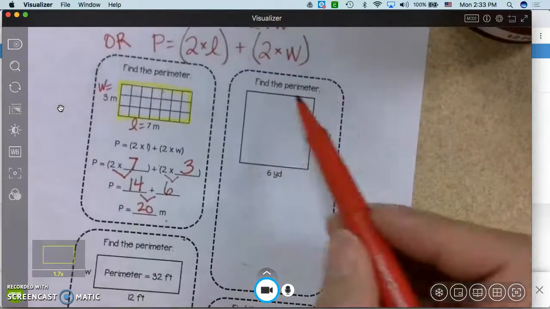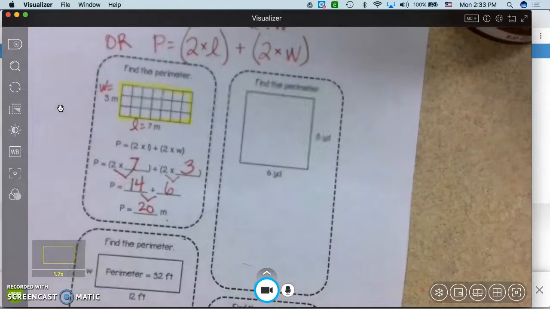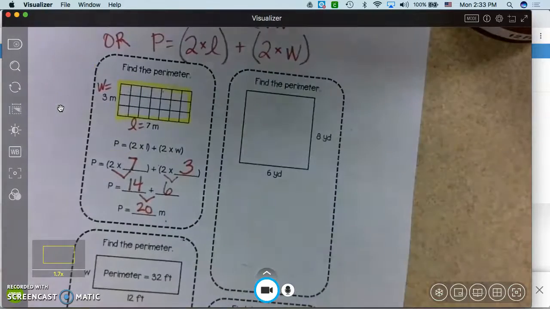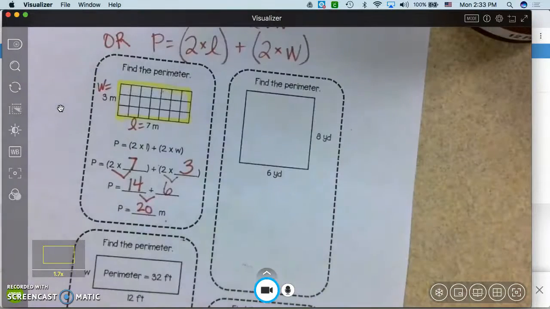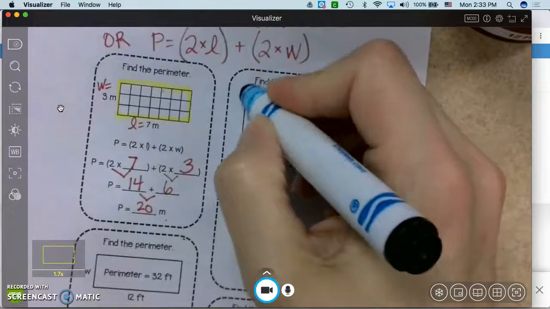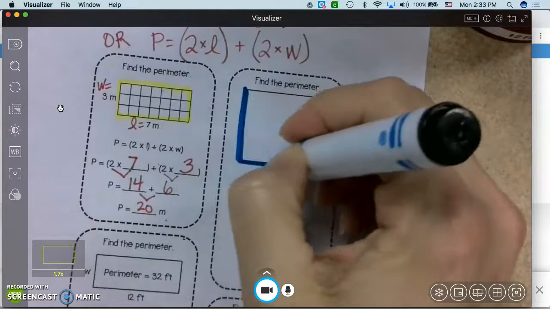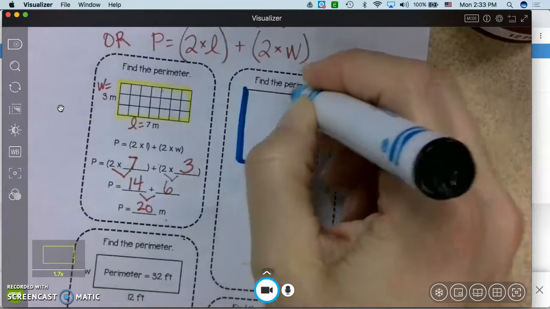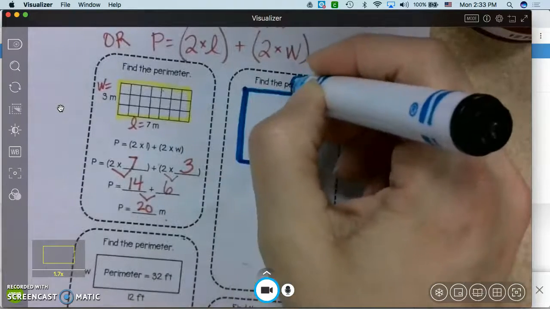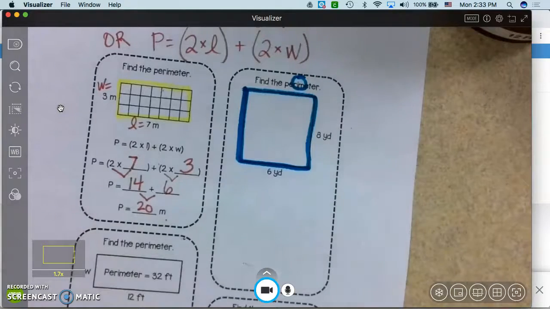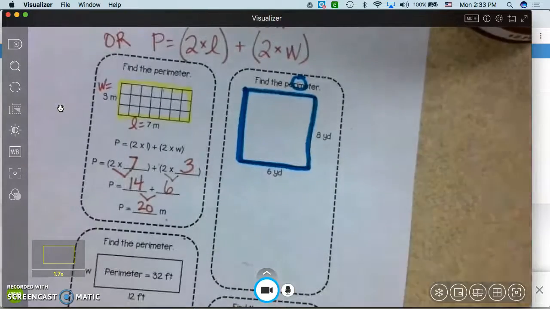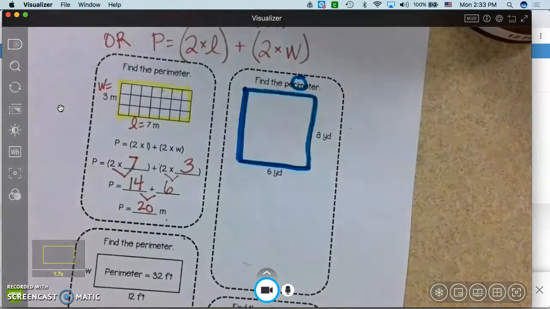Perimeter is what we're looking for. Think about my horse in her pasture. Is perimeter the fence or the grass that she has to eat? It's the fence. Perimeter. The word rim inside of perimeter helps you remember where to go. How do you find perimeter of any shape? Add what? Add all the sides.